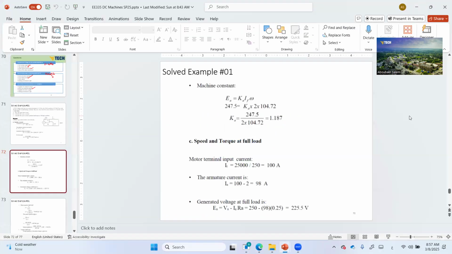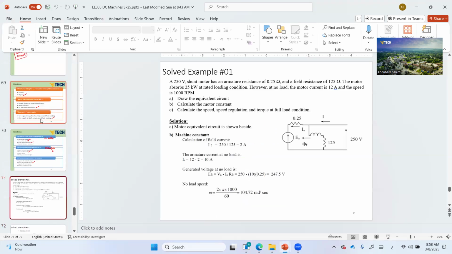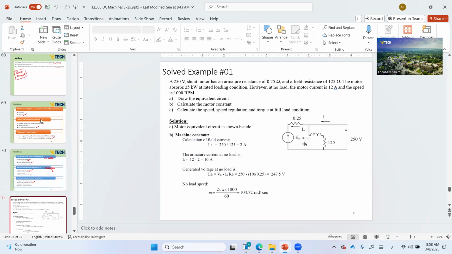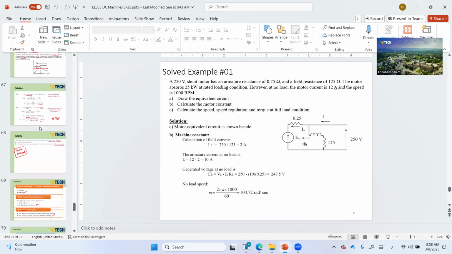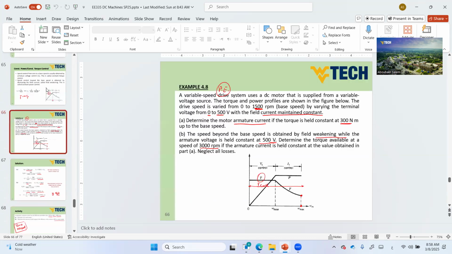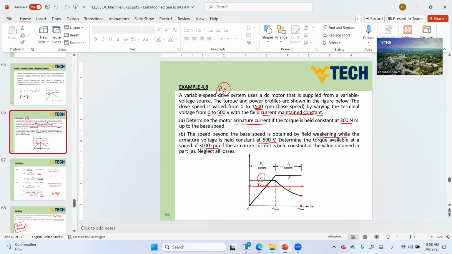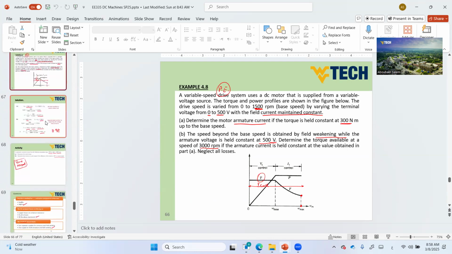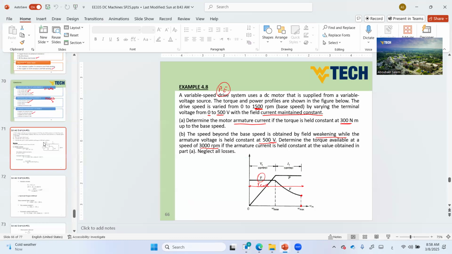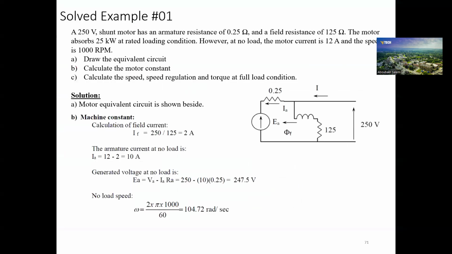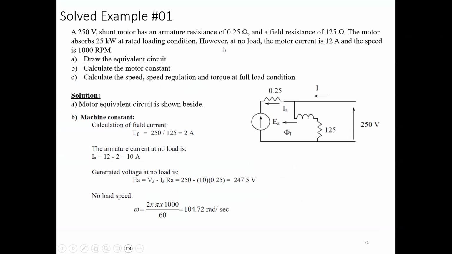Hello everyone. Today we will continue discussing our topics in DC machines. In the previous sessions, we discussed together the different types of DC machines and the different types of speed control, and we solved one example regarding the Ward-Leonard technique speed control. So today we are going to continue discussing some solved examples in the same topic. So let's start together with this solved example.